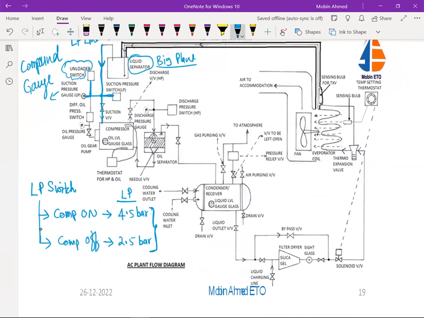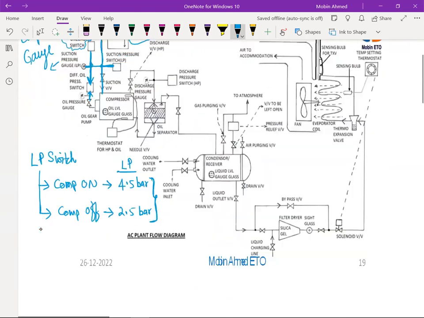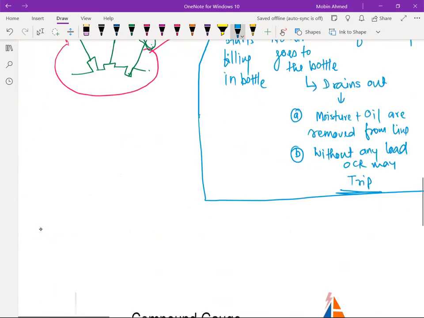Now coming to the differential oil pressure switch. This differential oil pressure switch is going to have two pressures: one is the LP pressure and one is the oil gauge pressure. So these two are there. We need to understand how it is working. Okay, let's see about this.